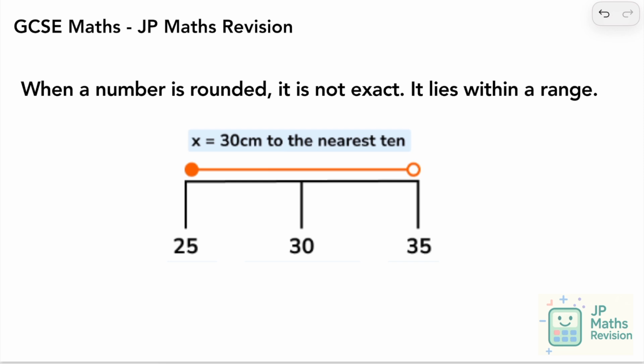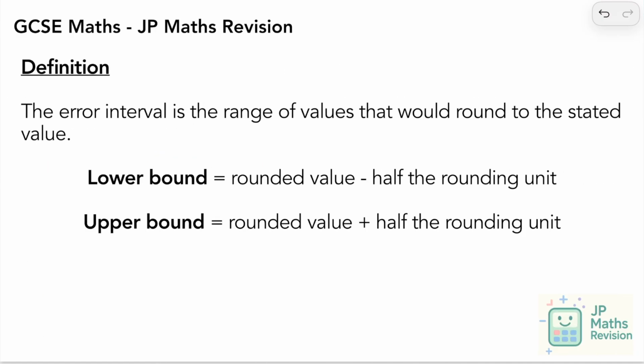So for example, if x is 30 centimetres to the nearest 10, there's a range of values that x could have been before it was rounded to the nearest 10. So here's a definition. The error interval is the range of values that would round to the stated value. So the lower bound is the rounded value minus half of the rounding unit, and the upper bound is the rounded value plus half of the rounding unit. So the lower bound is the smallest value that the number could have been before it was rounded, and the upper bound is the largest value that the number could have been before it was rounded.